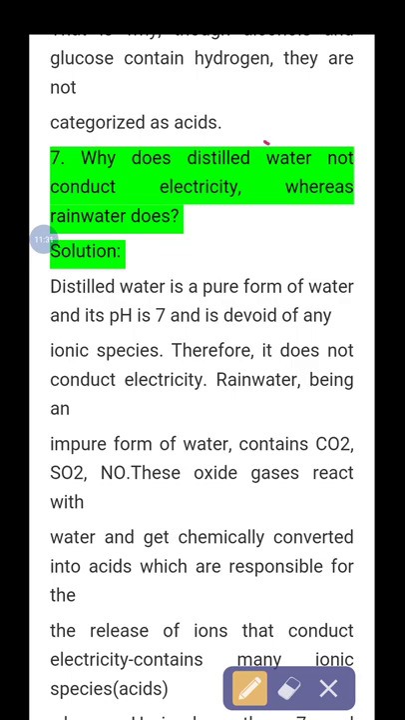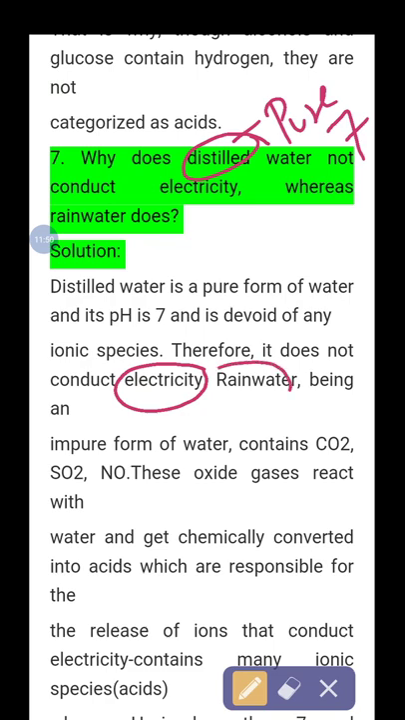Here, the distilled water is the purest form. We can say it is the pure form of water, and its pH is 7, neither acid nor base. So it is neutral, and it does not conduct electricity.